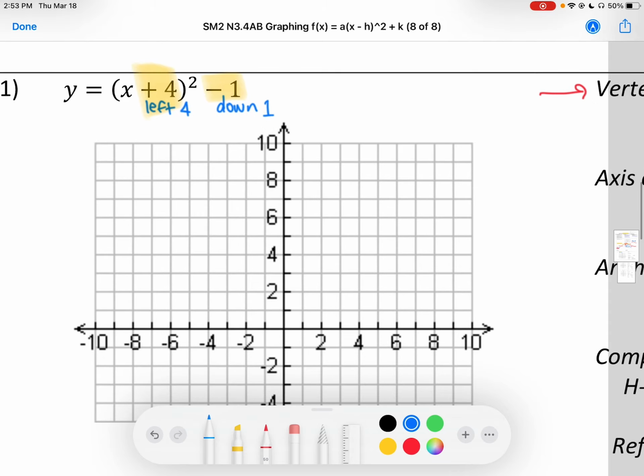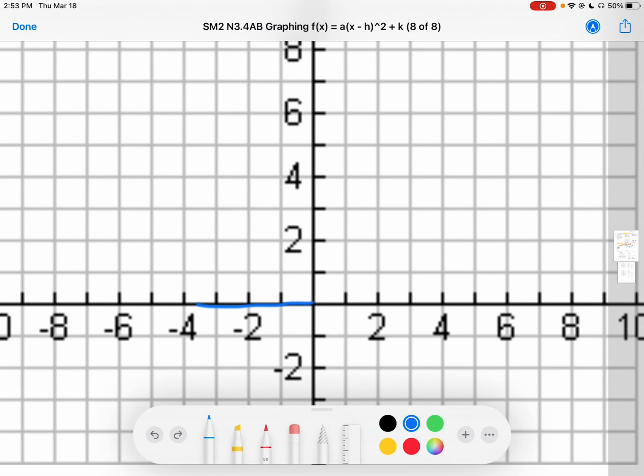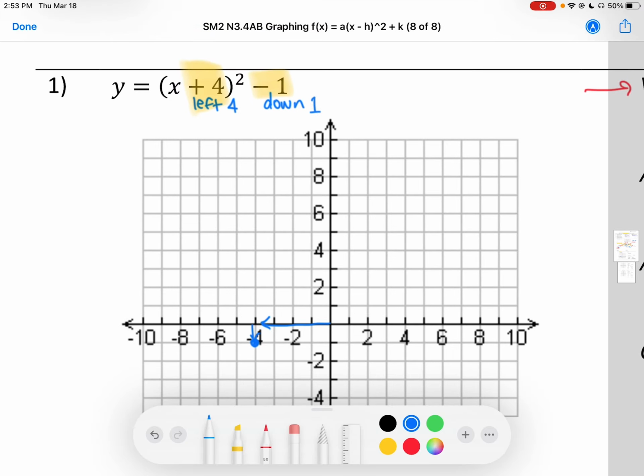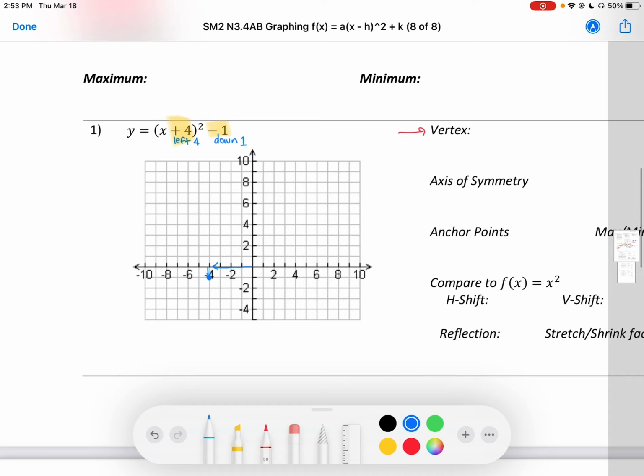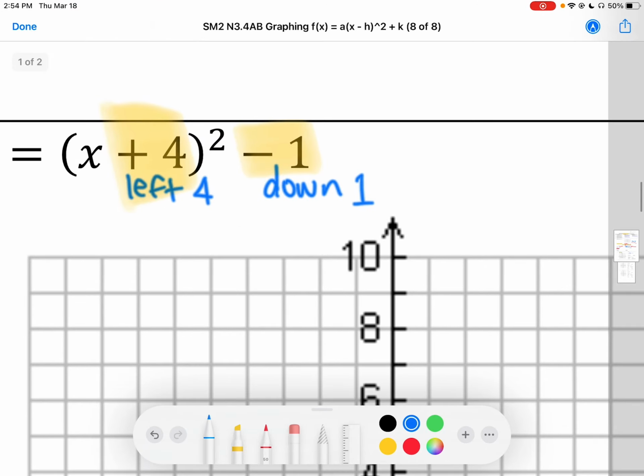So let's plot the vertex. Remember, at the parent function, we start here at (0, 0). But instead, we're going to move left 4 and down 1. Okay, that's going to be our vertex. So instead of having our vertex at (0, 0), we moved left 4, down 1. Okay, so that means our vertex is (-4, -1).